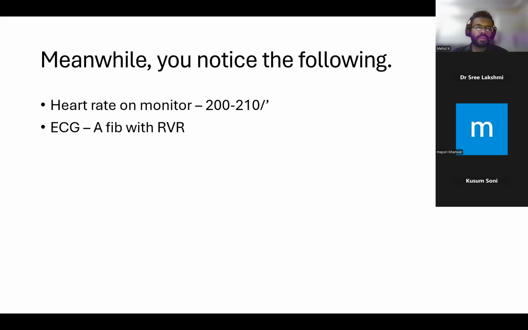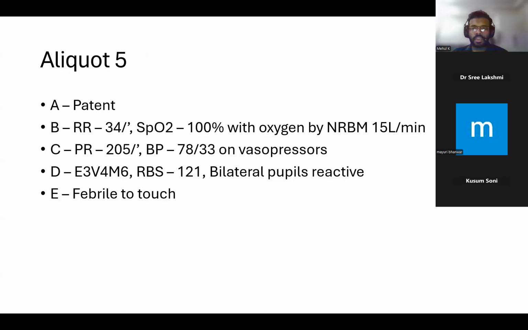So you are planning for intubation, but then you notice that the patient's heart rate on the monitor has increased to around 200, which, even in sepsis, is not really normal. And the patient's ECG is done showing atrial fibrillation with a rapid ventricular rate. So you do another primary survey. You reassess the patient. Again, the patient is tachypneic. Now the difference here is the patient's heart rate is sky high, over 200, irregular. BP is around 78 by 33 on vasopressors.